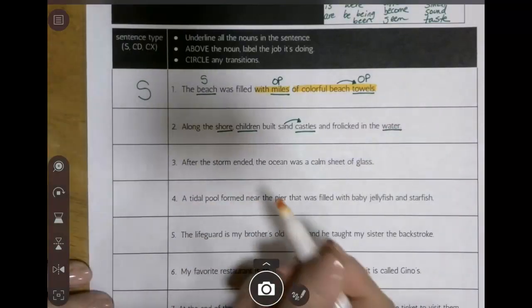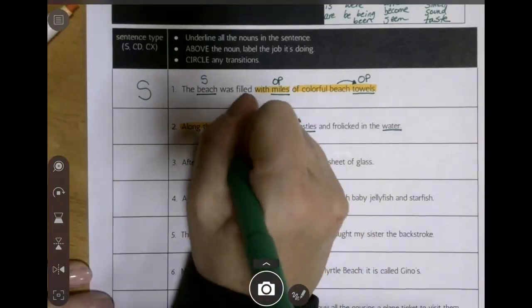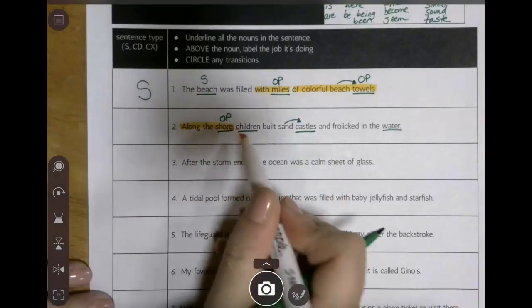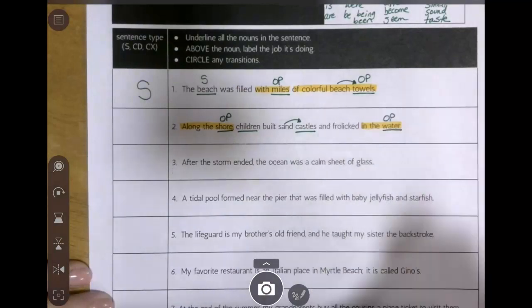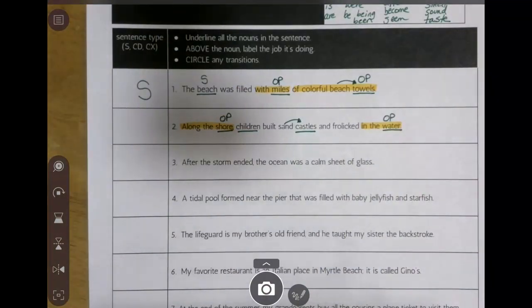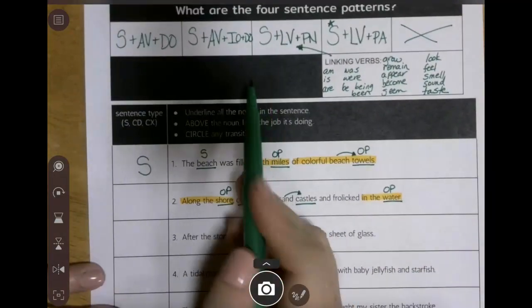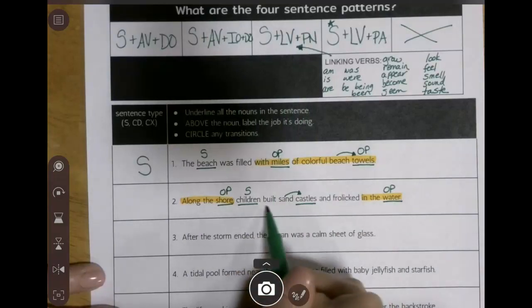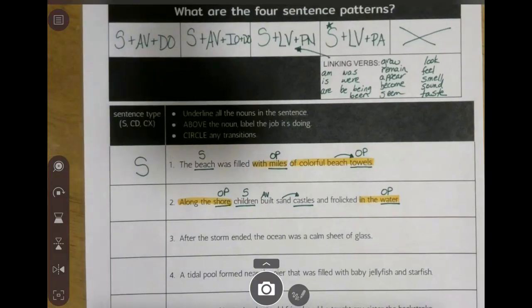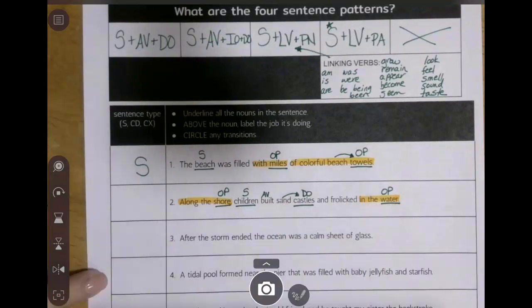So now I go and look for prepositional phrases. I see along the shore. So that means that I've got an object of a preposition. Children built in the water is an object of the preposition. So now I'm going to go look for my subject, children. Now I'm going to look up at my sentence patterns, and I know I have either an action verb or a linking verb. The children did what? The children built. Well, building is an action. They built what? They built castles. So there's my direct object.